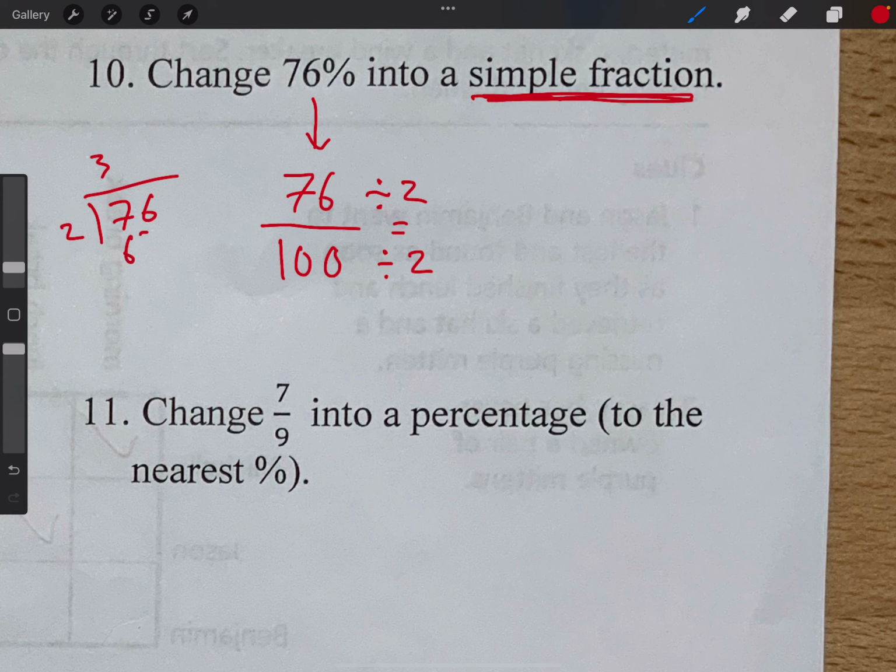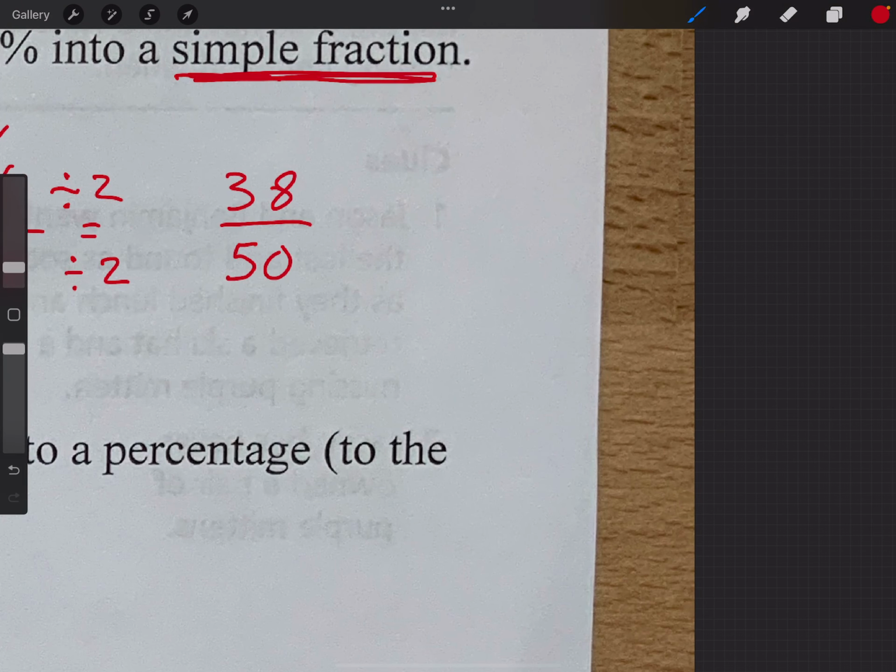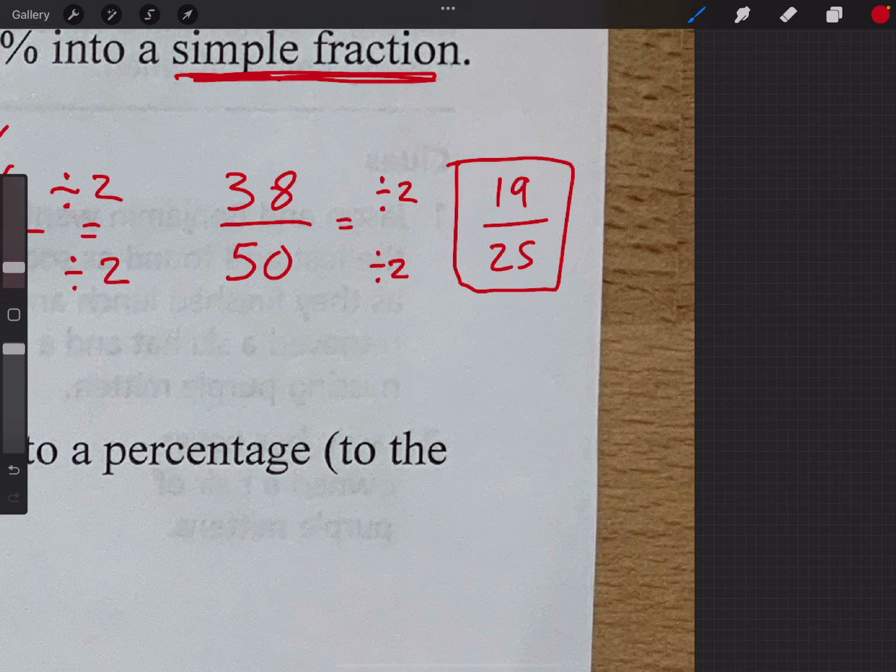2 times 3 is 6. Take away, you're going to get 1. Bring the 6 down. 16 divided by 2 is 8. So that's going to be 38 over 100. 100 divided by 2 is just 50. And keep simplifying. Divided by 2 again, you're going to get 19 over 25. And that's it. 19 is a prime number, so this is the simplest we're going to get.